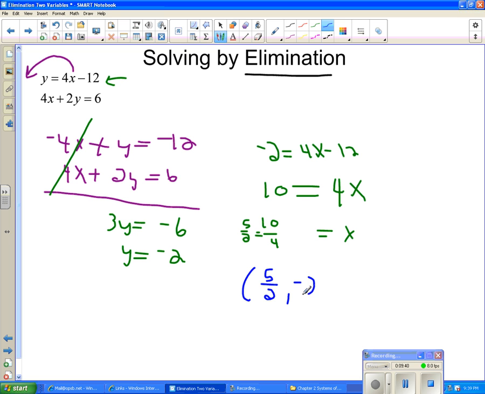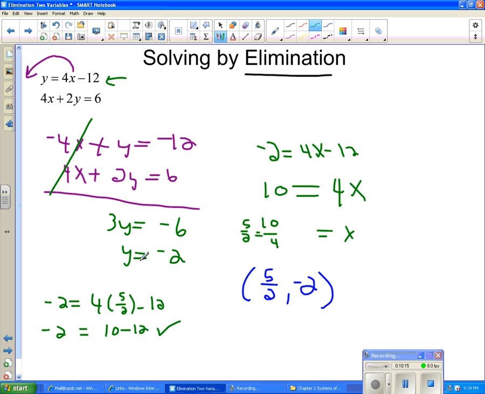comma, minus 2. Let's check it real fast just to make sure that we've done this right. So I go back over here, and I can plug in a 5 halves for x. So I'll go ahead and write this out so you can see it. Y is negative 2. Do this check real fast. 4 times 5 halves minus 12. Well, 4 times 5 halves, 4 times 5 is 20, and 20 over 2 is 10. So I have 10 minus 12. And 10 minus 12 is a negative 2.